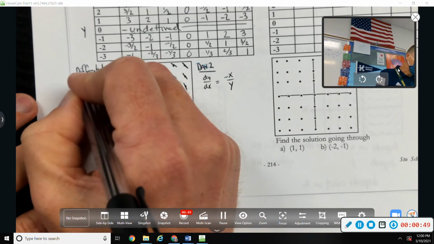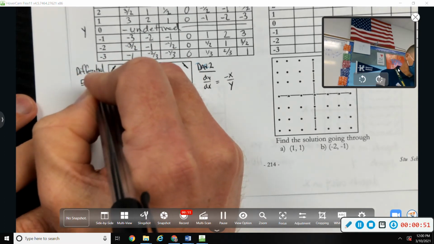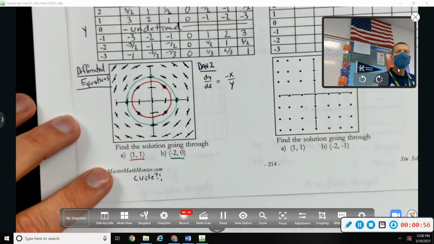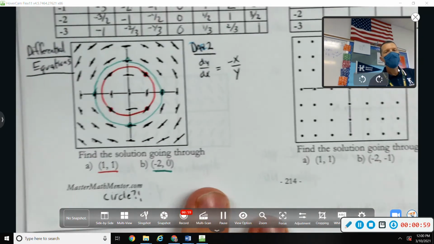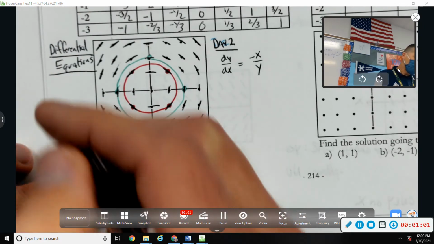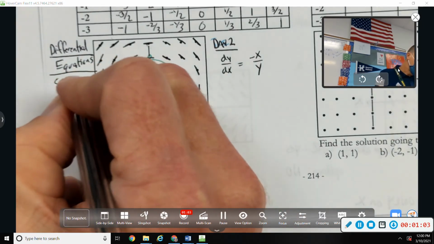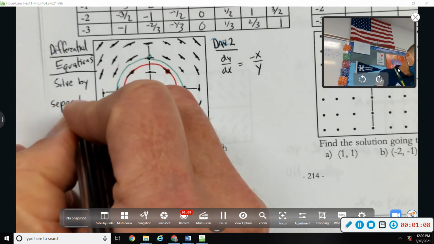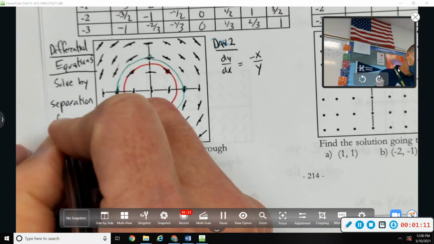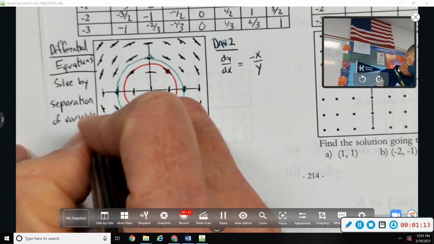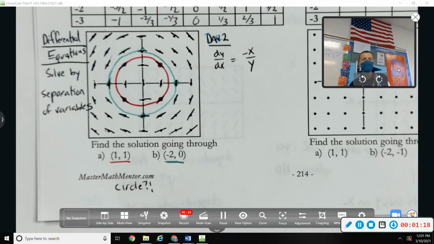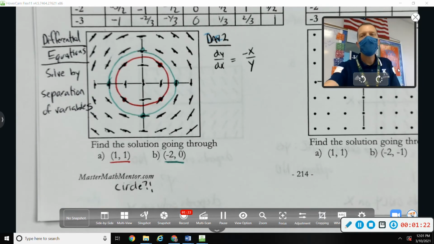so here's the title of today's lesson over here in the margins: differential equations solved by separation of variables. Differential equations, so an equation with a derivative in it, and we're going to solve it by separating the variables.